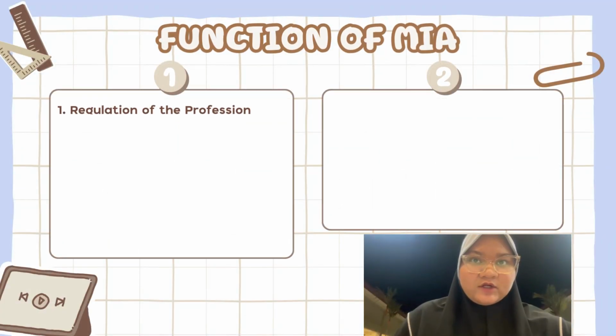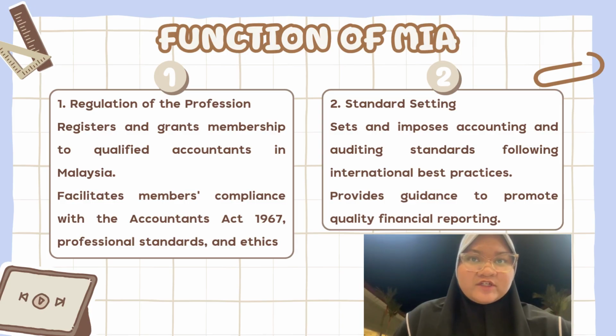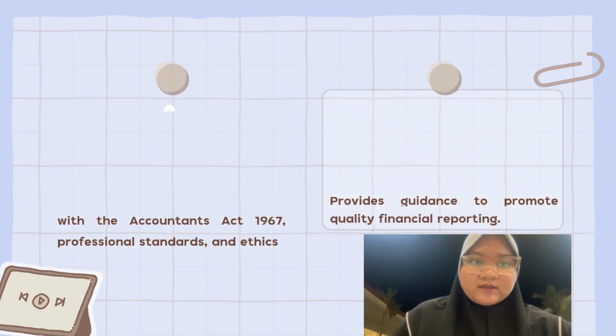Function of MIA. Number 1, regulation of the profession: registers and grants membership to qualified accountants in Malaysia, and facilitates members' compliance with the Accountants Act 1967, professional standards and ethics. Number 2, standard setting: set and impose accounting and auditing standards following international best practice, and provide guidance to promote quality financial reporting.